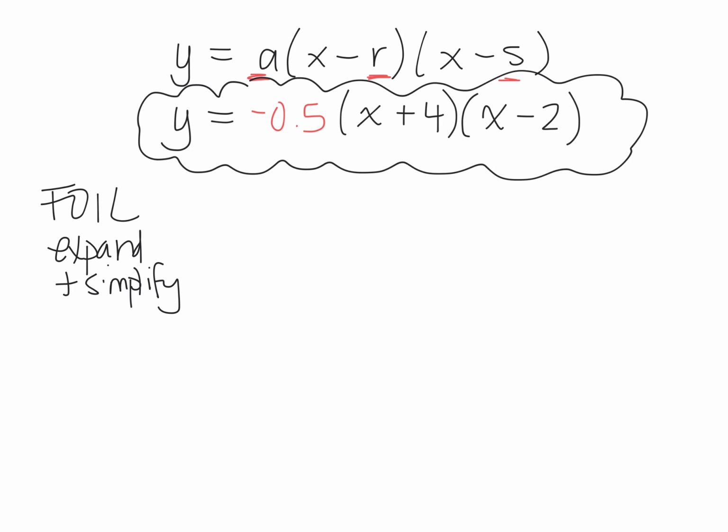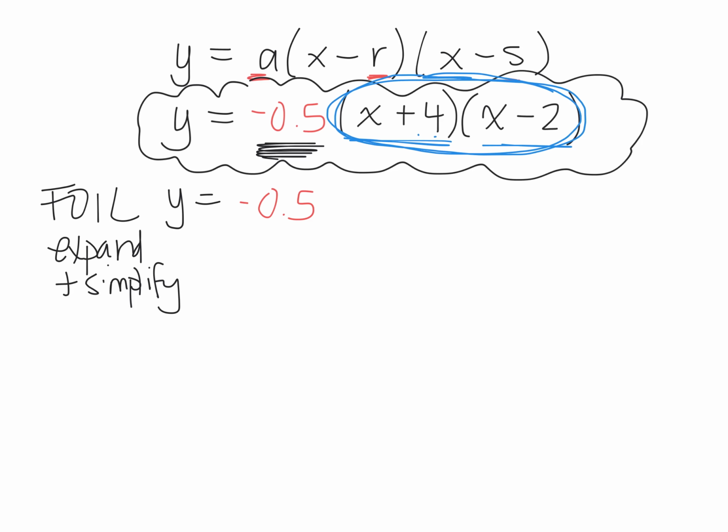Now, I don't think I gave you any questions on Friday where you had an a value that wasn't 1. So you have to do this part first. Okay, so everyone pay attention. We are going to FOIL, we're going to expand our brackets here, (x plus 4)(x minus 2). We're going to do that part first. So we have y equals, we're going to leave this negative 0.5, and I'm going to multiply. What are the first terms? x times x is what? x squared.